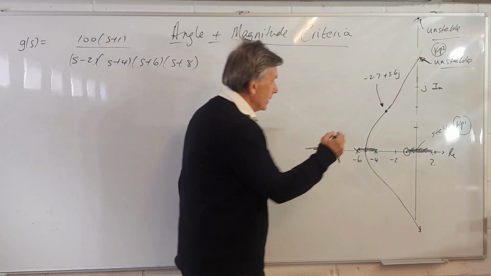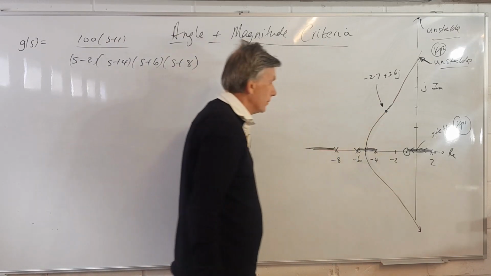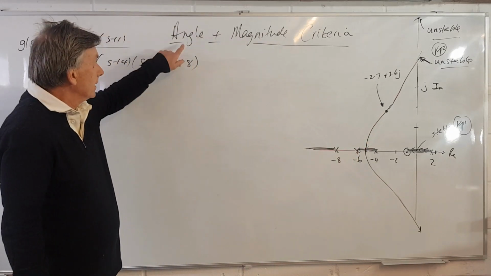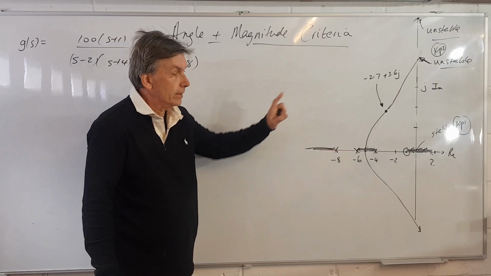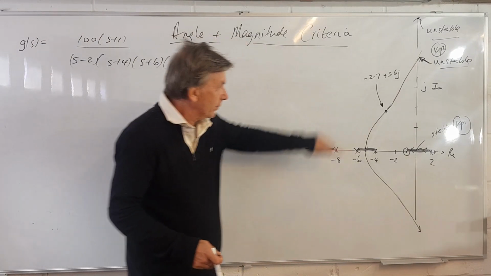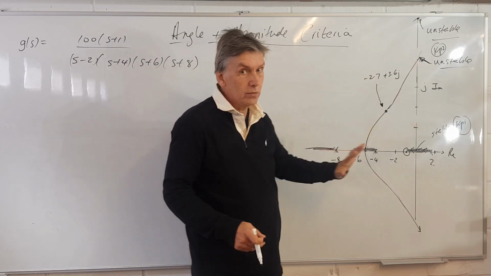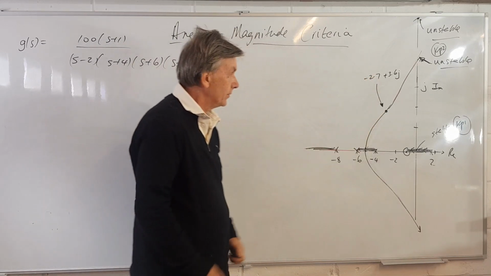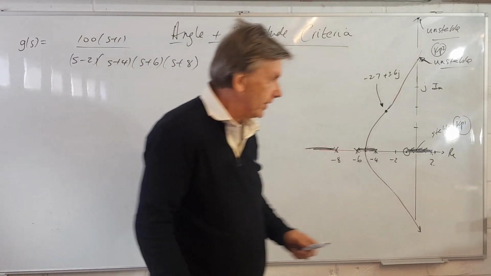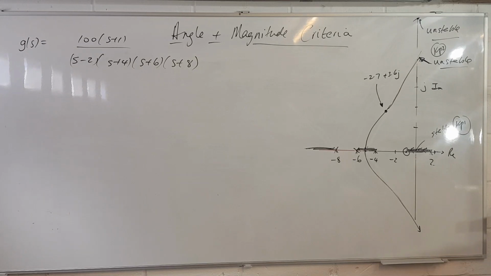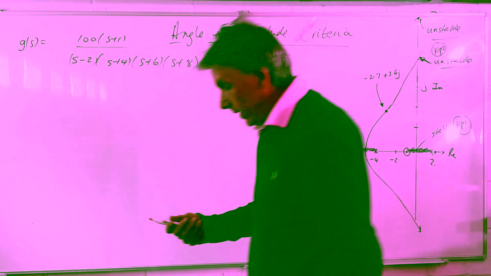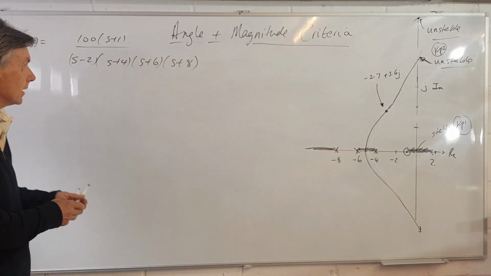There's something unique about a point on a root loci: if you know it's actually on the root loci, you can apply the angle and magnitude criteria to that point. It only works if the point is on the root loci. If the point was over here somewhere or down there, it wouldn't work. The first thing we do, I'm just going to get a red pen, is look at the angle criteria.